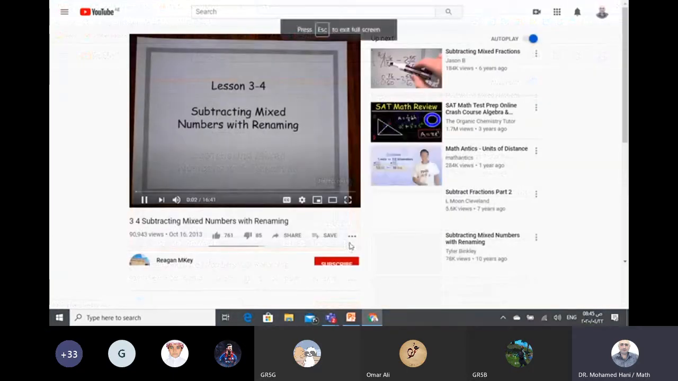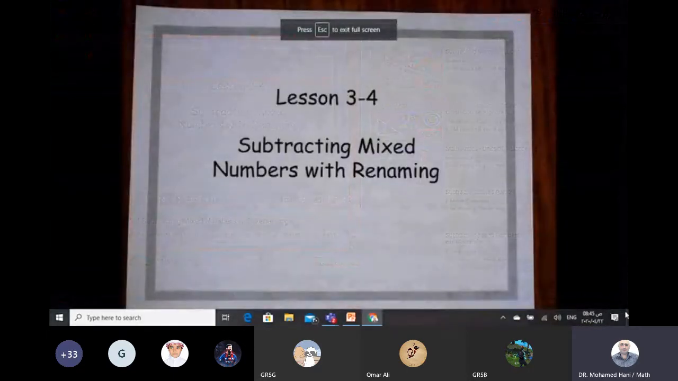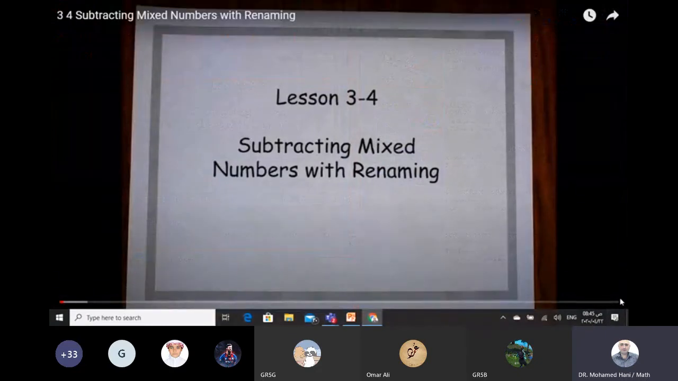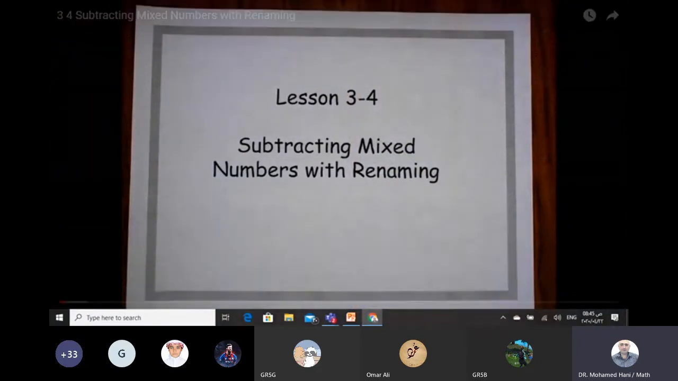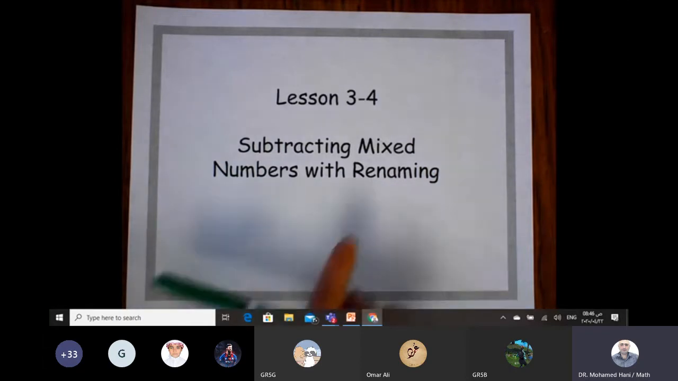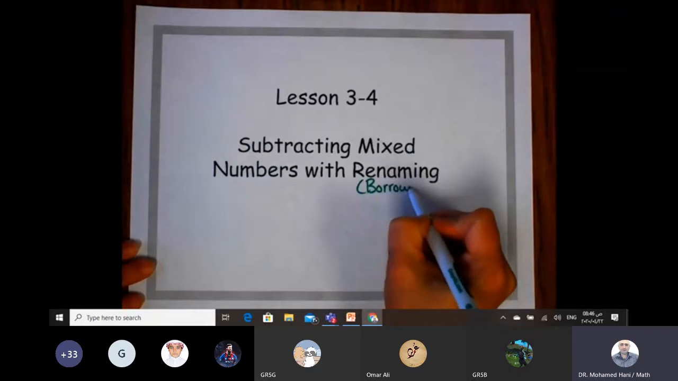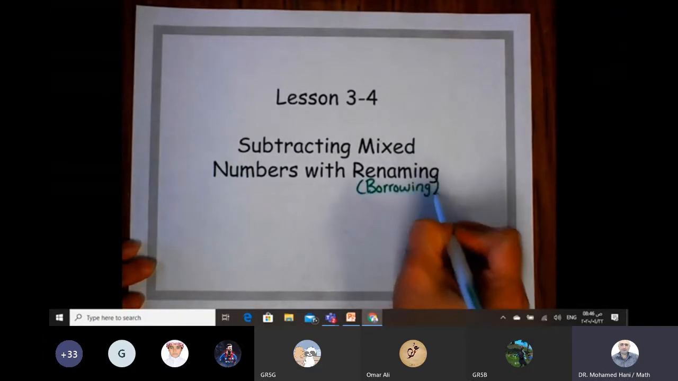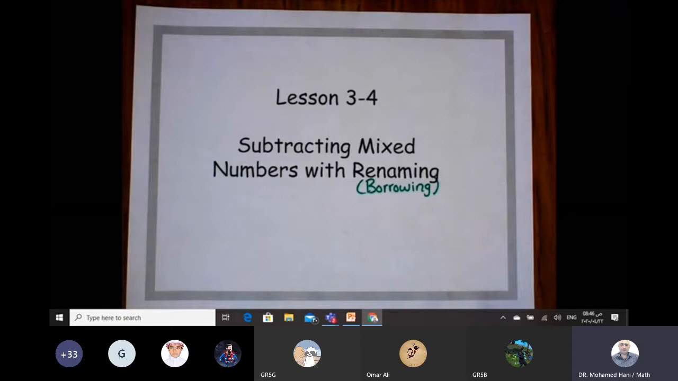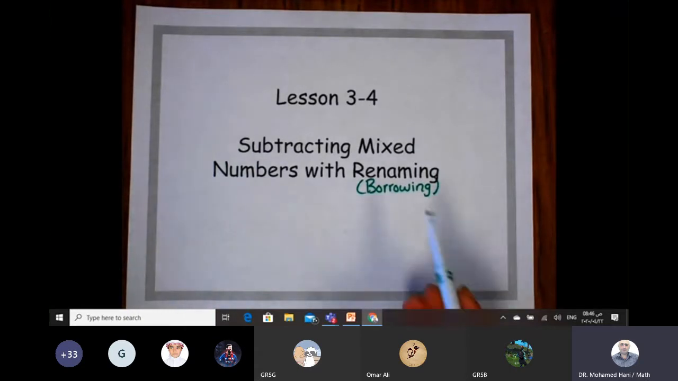Turn to your next blank page in your journal. Put today's date at the top. Put a complete title, which is lesson 3-4, subtracting mixed numbers with renaming. You might think of renaming as borrowing. We're going to follow our same steps as adding and subtracting mixed numbers, but we're going to have to borrow today.